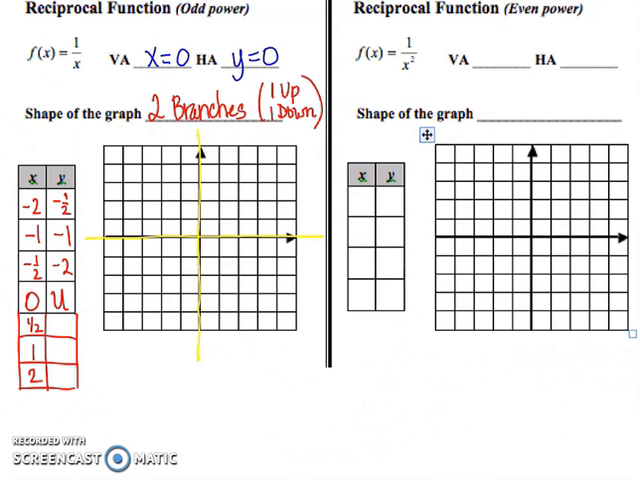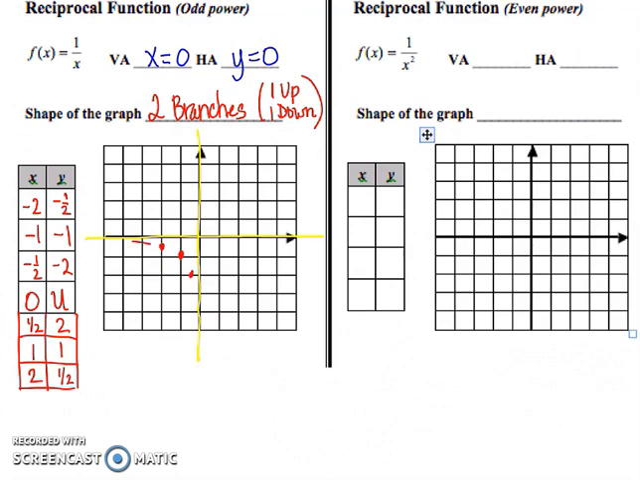When I plug in 1/2, 1 divided by 1/2 is positive 2. When I plug in 1, 1 divided by 1 is 1. And when I plug in 2, 1 divided by 2 is 1/2. So now I'm going to go ahead and plot these points. When x is negative 2, y is negative 1/2. When x is negative 1, we're at negative 1. When x is negative 1/2, we are at negative 2.